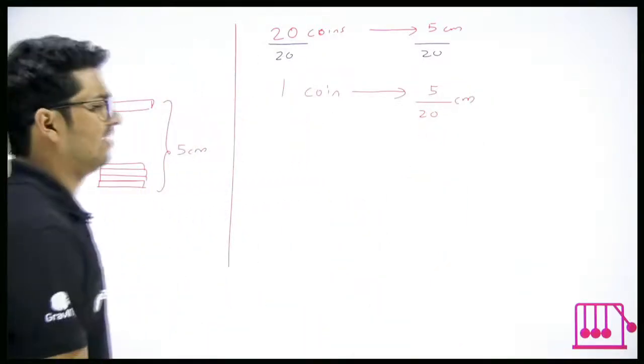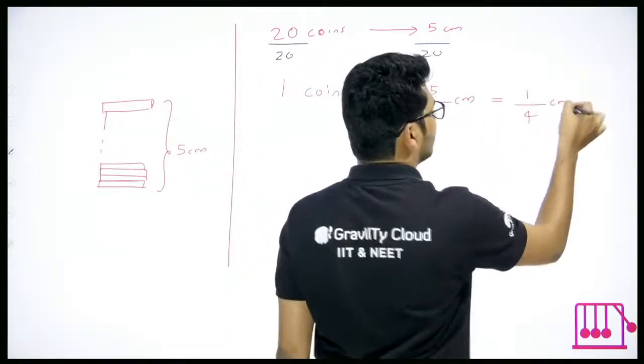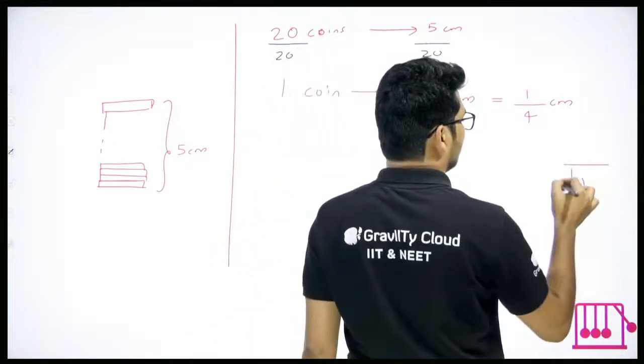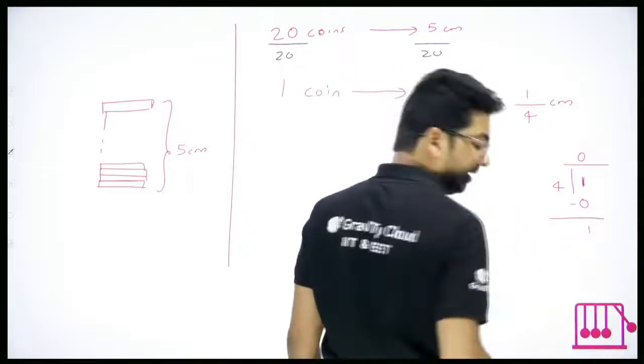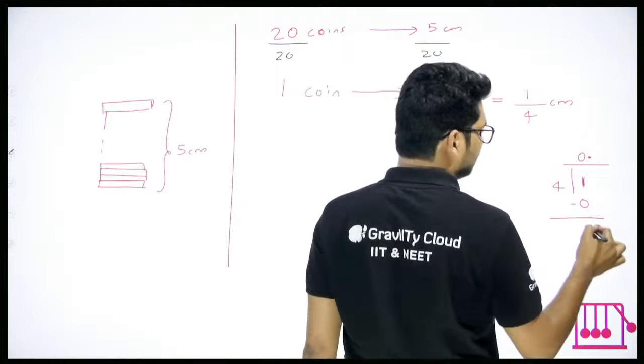What is 5 by 20? 5 fours are 20, right? That will be equal to what? 1 by 4 centimeter. What is 1 by 4? You can do the calculation, right? 1, 4. 4 zeros are 0. You subtract them. 1 will remain. Then you add a 0. You take a point here, decimal. Then you add a 0.